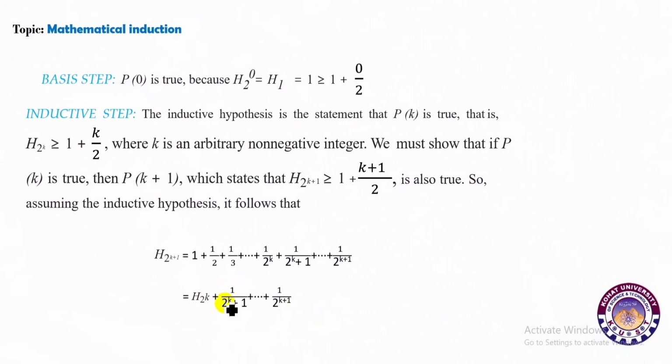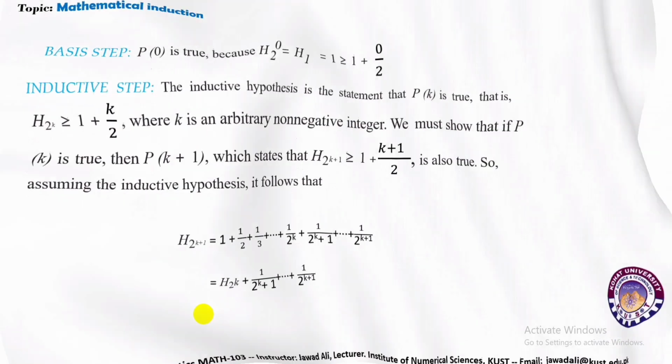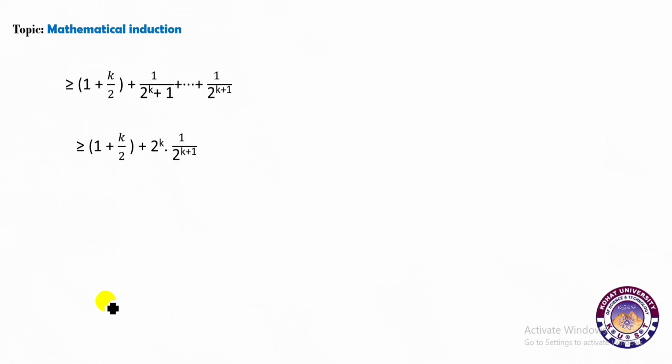Here we have used the assumption step. According to the assumption step, H subscript 2 raised to the power k is greater than or equal to 1 plus k by 2. Therefore, we can replace H subscript 2 raised to the power k by 1 plus k by 2, but we should replace the equality also by an inequality. And further, we can write from this 1 plus k by 2 plus the sum of 2 raised to the power k terms starting from 1 over 2 raised to the power k plus 1.